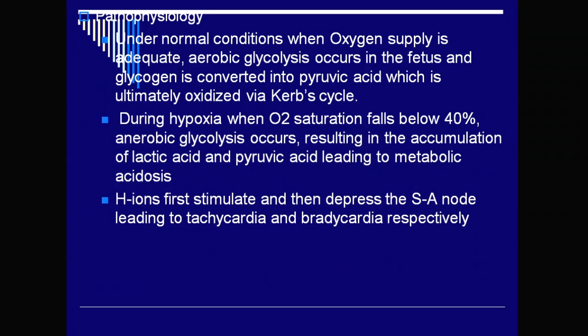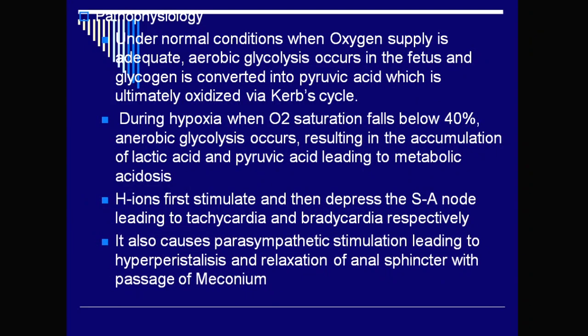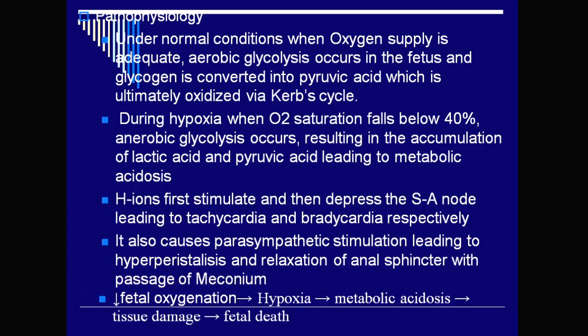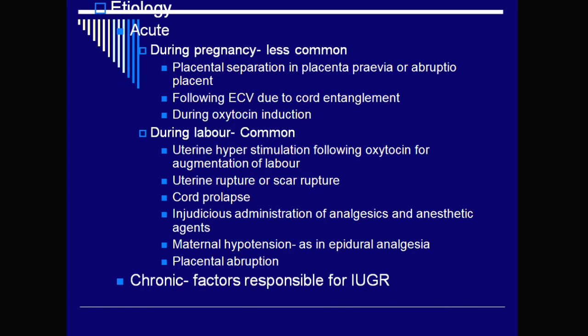The hydrogen ions first stimulate and then depress the SA node, leading to tachycardia and bradycardia respectively. It also causes parasympathetic stimulation, leading to hyperperistalsis and relaxation of the anal sphincter with the passage of meconium. Decreased fetal oxygenation leads to hypoxia, which leads to metabolic acidosis, and will lead to fetal tissue damage and fetal death.